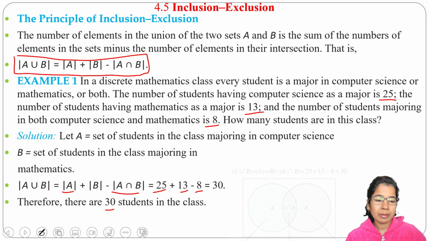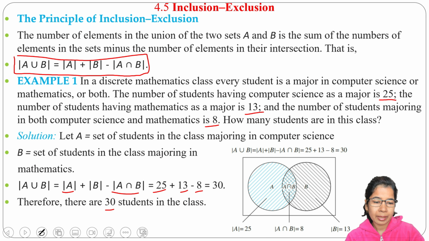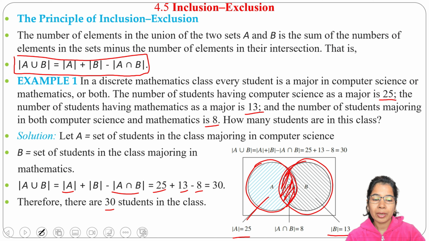If we represent this in a Venn diagram, this will be the Venn diagram. This is for set A, set B. Set A is 25, set B is 13, then this part is A intersection B. What is common in both A and B? It's 8. Why are we subtracting? Because this part is repeating. It's in A, also it's in B, right? So one time we are subtracting.